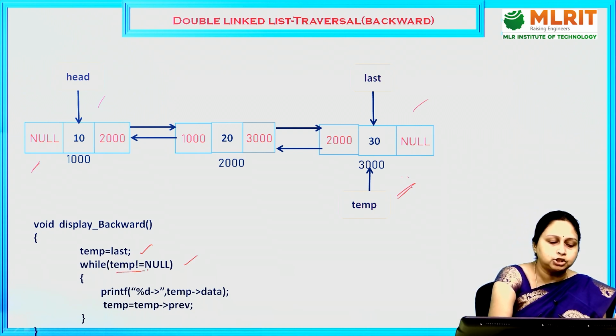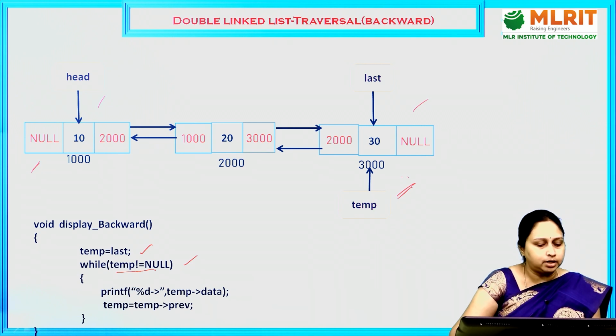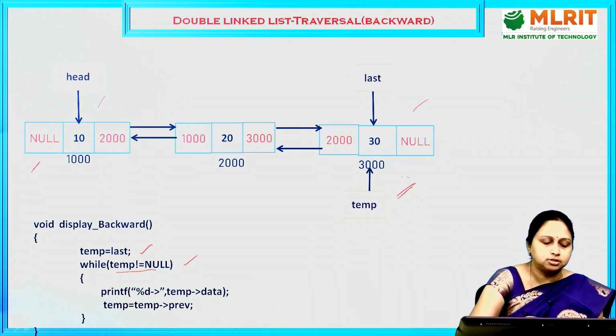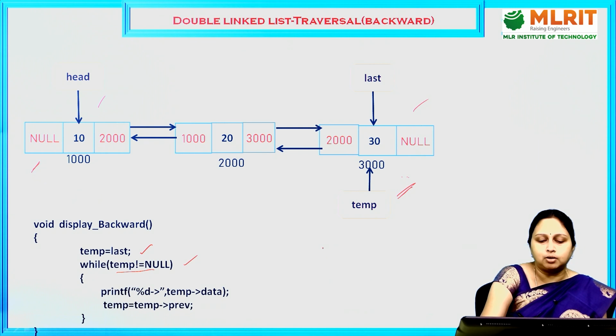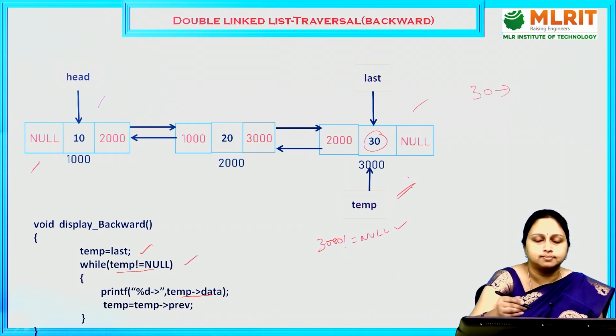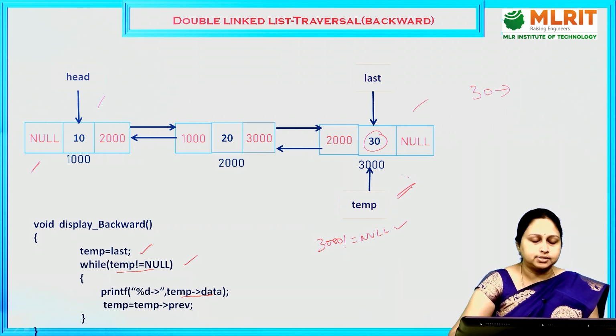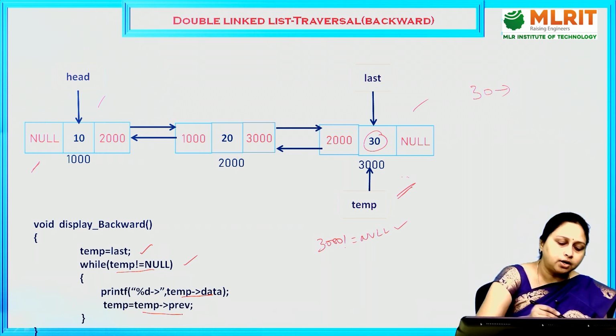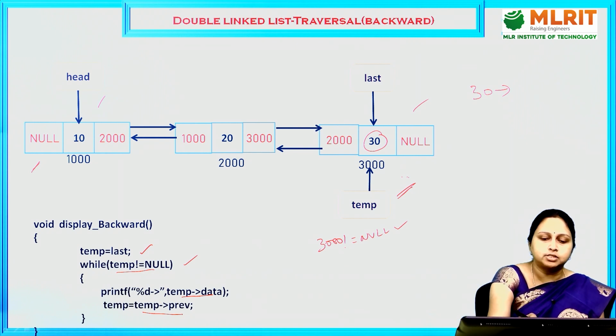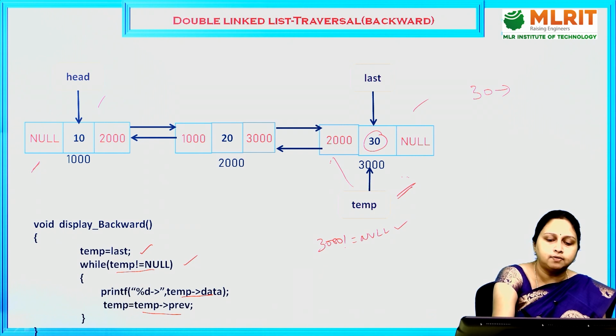Now if the condition is true, we are going to enter into the loop and we are going to print the values. Here what is the temp value? Temp value is 3000. 3000 not equal to null. Yes, condition is true. You are going to print temp arrow data. What is your temp arrow data? It is 30. 30 is printed, right. Next, now you are moving temp equal to temp arrow previous. Previous means now from here to here it will move. That means temp arrow previous is nothing but 2000.